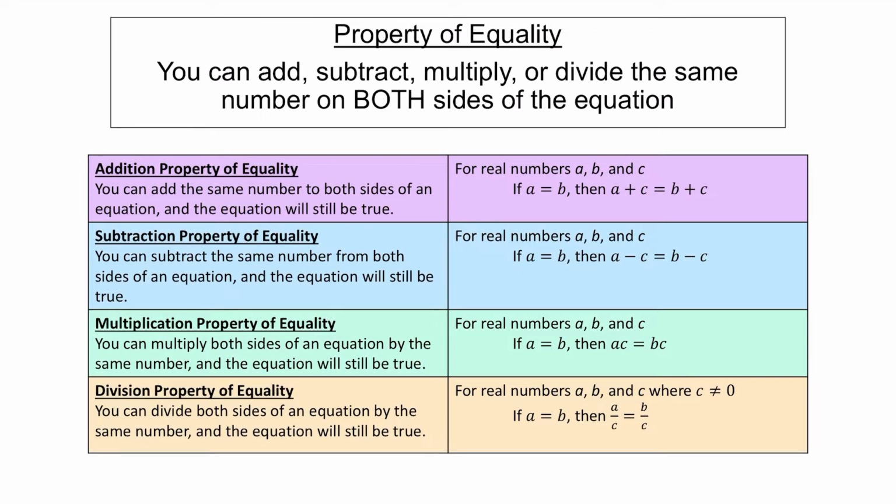Remember our property of equality: if we're adding, subtracting, multiplying, or dividing a number, we have to do the same thing to both sides of our equation. We don't want to change the meaning of our equation, we just want to solve and find the value of the variable. So anything we do on one side of the equation must be repeated on the other side of the equation as well.